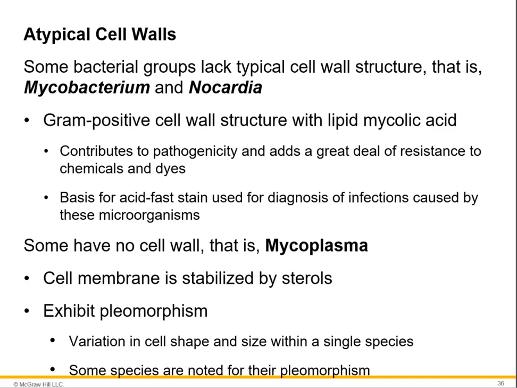We use the acid-fast stain, okay? So just know that in addition to the gram stain, there are other stains out there that we use to diagnose species. Some bacteria have no cell wall, for example, Mycoplasma. Their cell membrane is going to be stabilized by sterols instead. And because they don't have a cell wall, they exhibit pleomorphism, which is a variation in cell shape and size that you see within a single species. And some species are noted for their pleomorphism, such as Mycoplasma.